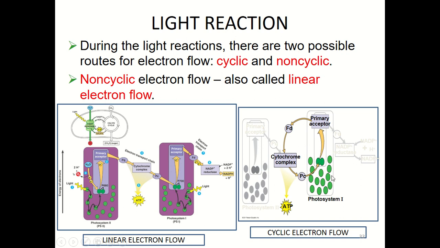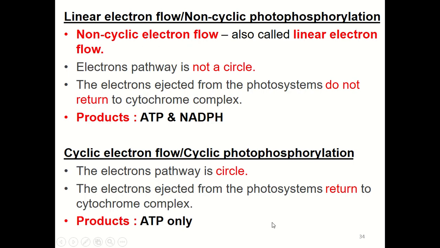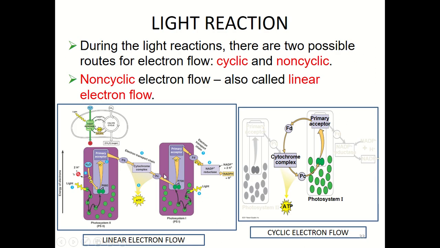However, in the cyclic reaction, electrons from photosystem 1 go back to photosystem 1, and the reaction is repeated again and again, meaning the electron is used again and again to produce ATP. So again, in non-cyclic or linear electron flow, the pathway of the electron is not circular. The electron that is ejected from the photosystem does not return to the cytochrome complex. They do not return here.